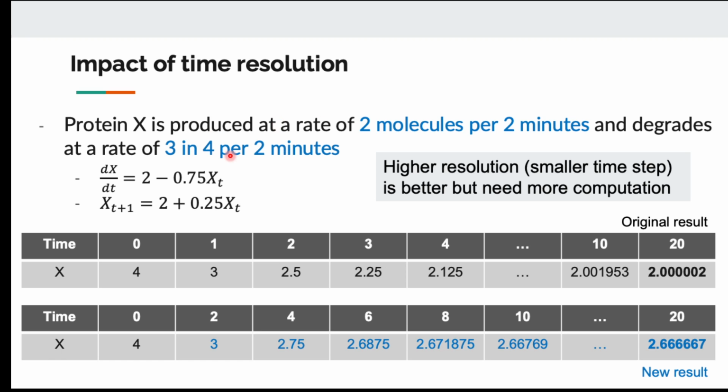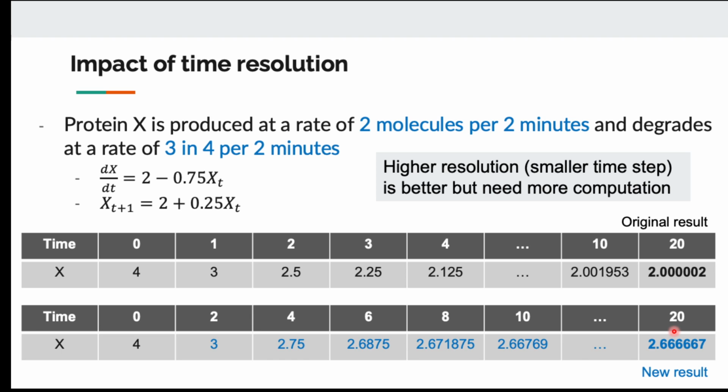So if you write this out as a differential equation, it's going to look different. It's going to be 2, because we produce 2 molecules per 2 minutes. And we're going to lose 75% of the protein per 2 minutes. Even though these seem to describe the same system, but at 2 different time scales, if you perform the numerical calculation, you will reach a different equilibrium.